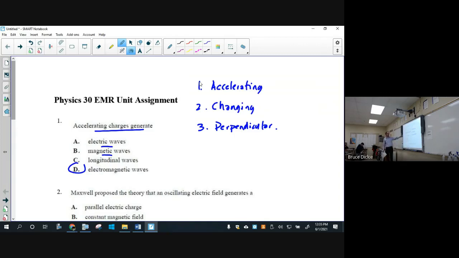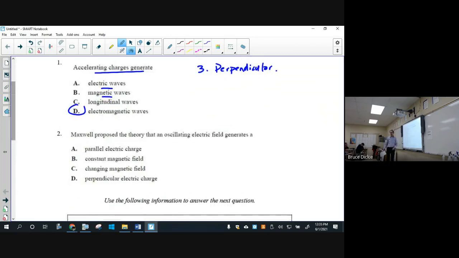Maxwell proposed the theory that an oscillating electric field, a changing electric field, generates a changing magnetic field. Be careful here, because D is tempting, a perpendicular electric charge. If it's a perpendicular electric field, that would be correct, right? Sorry, no, that wouldn't be correct. An oscillating electric field would generate a changing magnetic field, not a changing electric field. This is already your changing electric field. So it would generate a changing magnetic field or a perpendicular magnetic field, but not a perpendicular electric field. So C has to be our answer there.